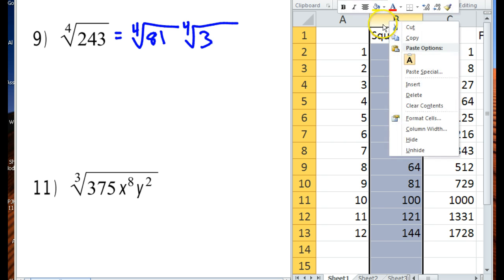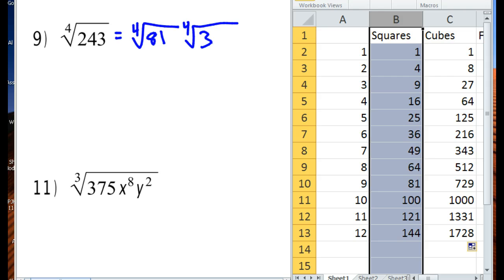Can I freeze columns, view? I'm not going to mess with it.